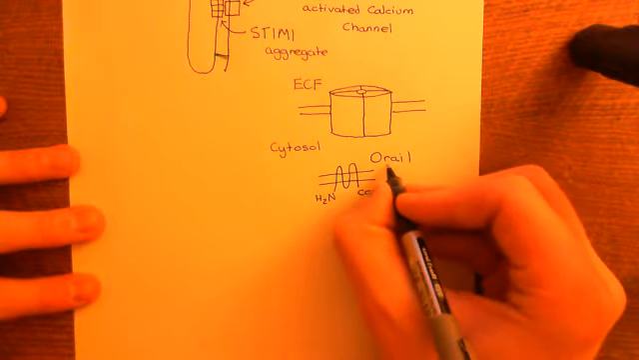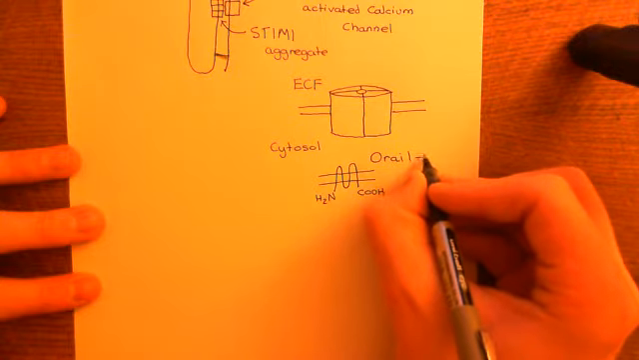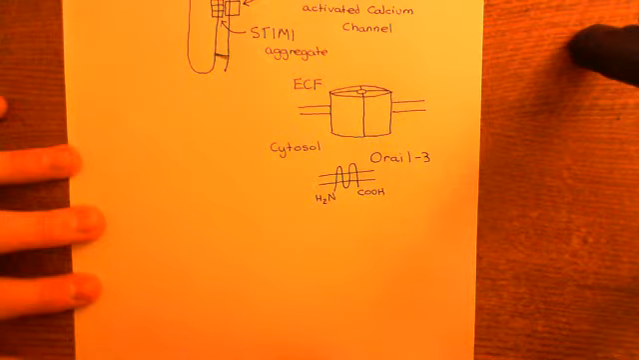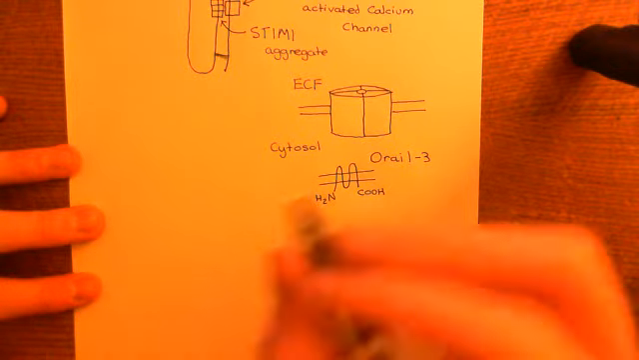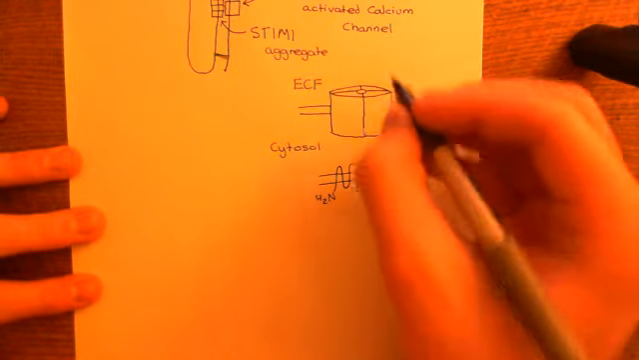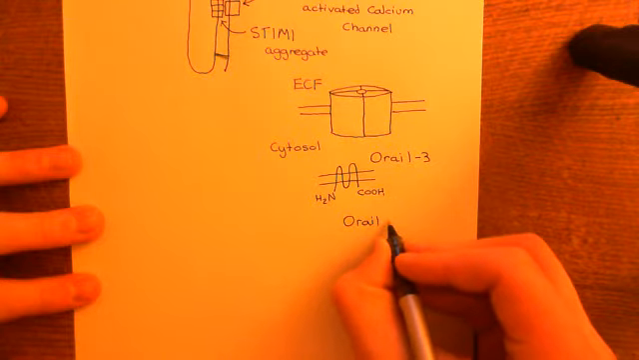So there are Orai1 proteins, Orai2 proteins, Orai3 proteins. So I'll just write Orai1 to 3. However, thankfully for us, the only one that seems to actually be used is Orai1. And the only calcium release activated calcium channels that you seem to find are Orai1 homotetramers.